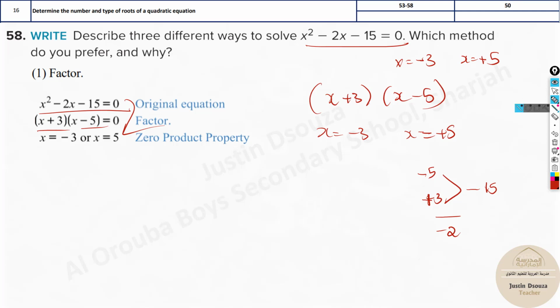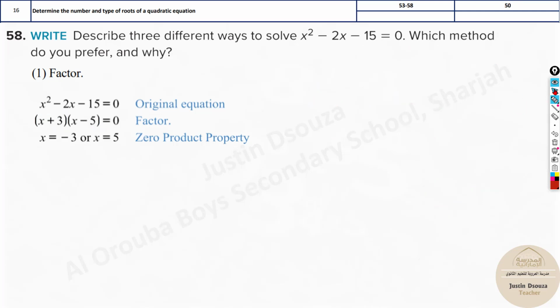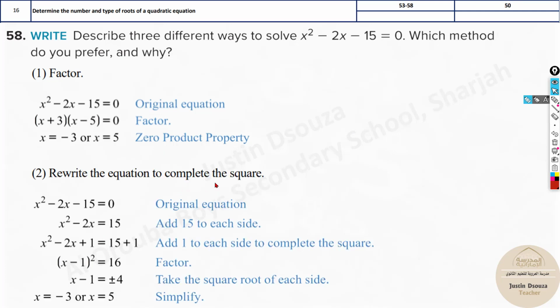Now, which do you prefer? This is the one which you should prefer because this is the easiest of all. Now there is one more method, that is completing the square. It's fine, you can do it, but it's just a difficult method, I can say. But we have done completing the square in the previous questions. Please go back if you want. I'll just tell you quickly.